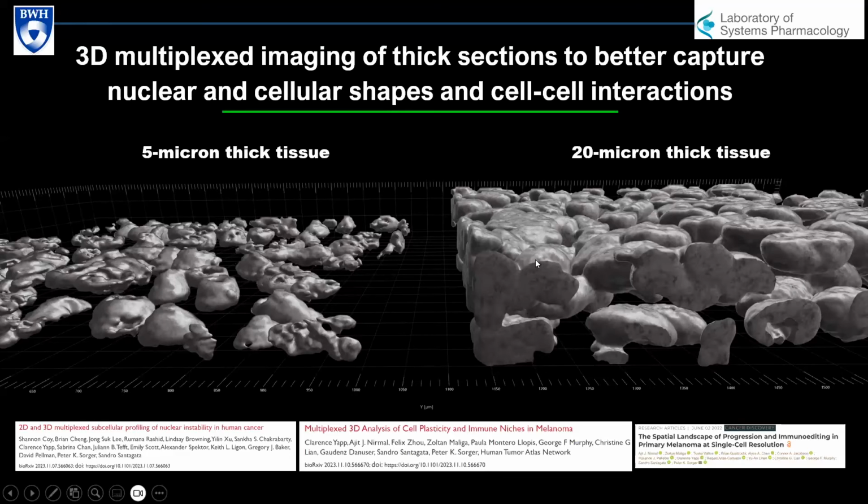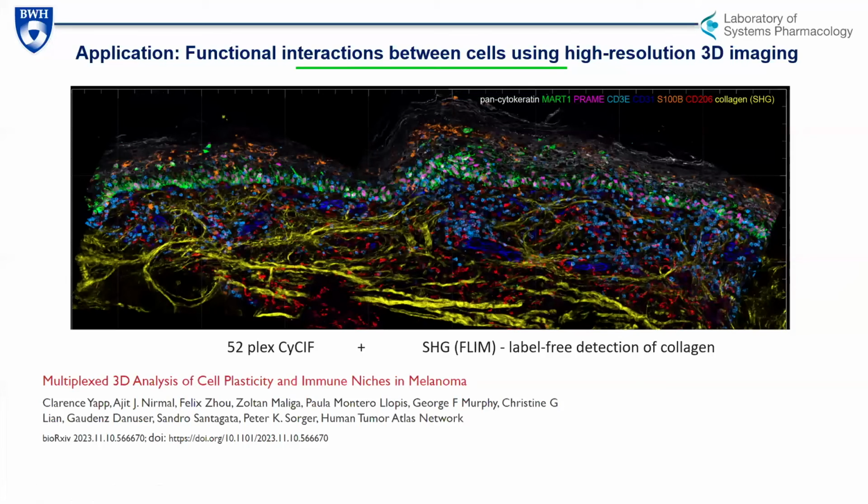So with thicker sections, not too much thicker, 20 microns, 30 or 40, whatever can actually physically sit on a slide, we can now do cyclic immunofluorescence on thicker sections and get full profiles of nuclei and full profiles of cells. Combining this with additional methods for non-labeled imaging of collagen, second harmonic generation, we can get high-plex multiplexing and additional extracellular matrix on samples such as this melanoma in situ specimen.